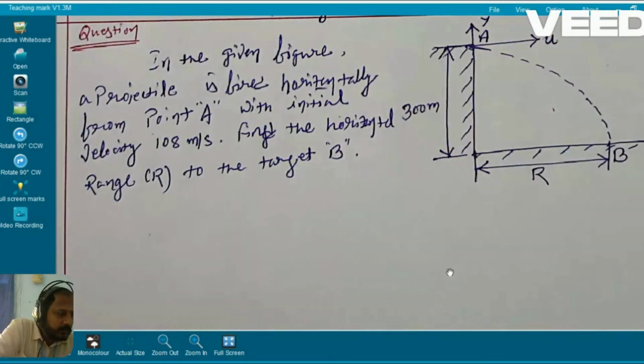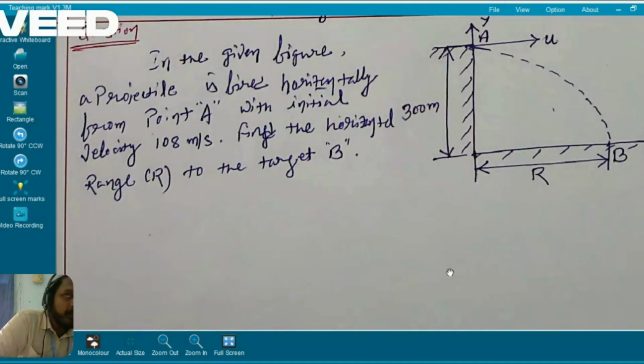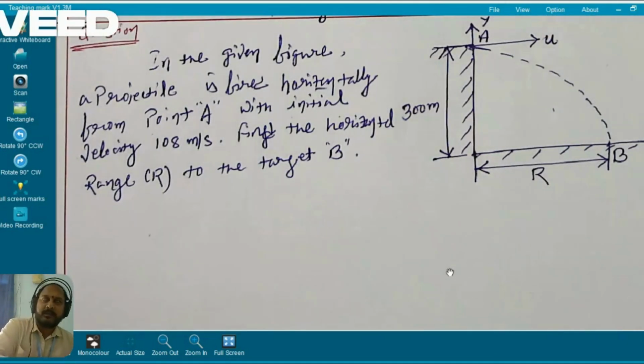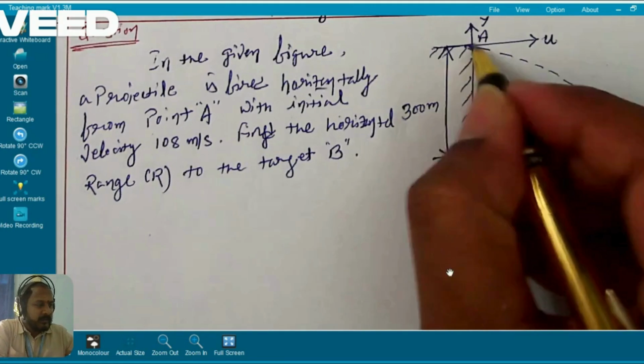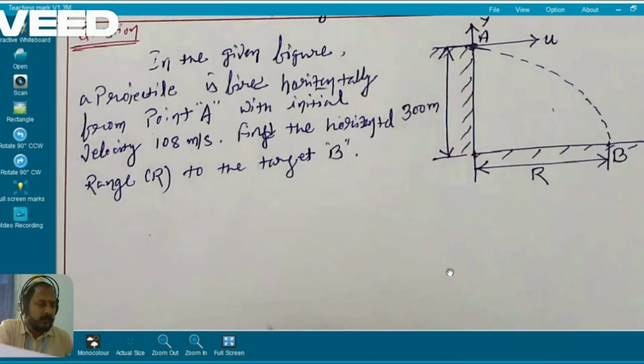Hello students, today we are going to do one more problem on projectile motion. You can see over here in the given figure, the projectile is fired horizontally from point A. You can see the diagram here. So from point A, the projectile is fired horizontally.